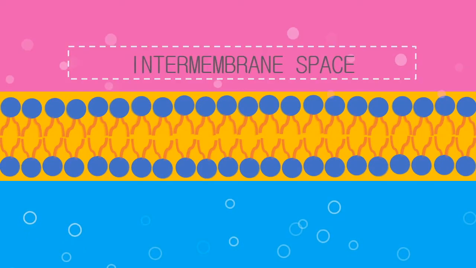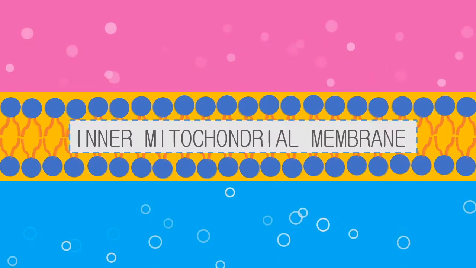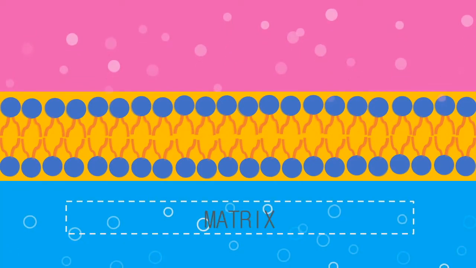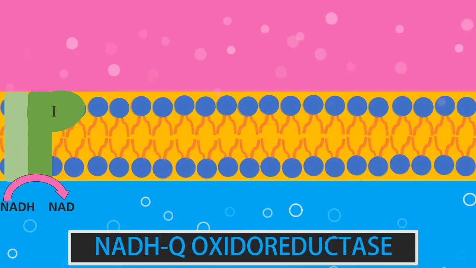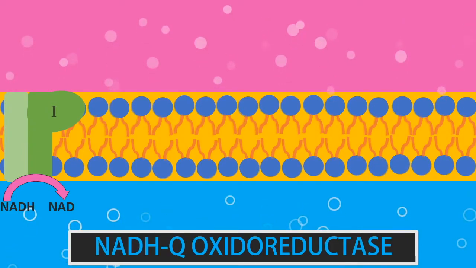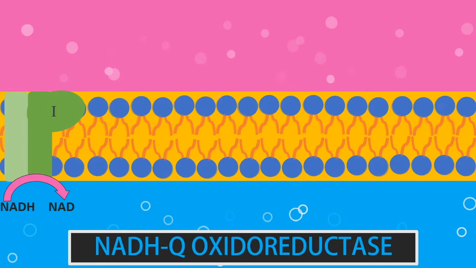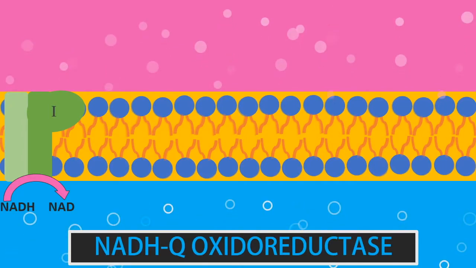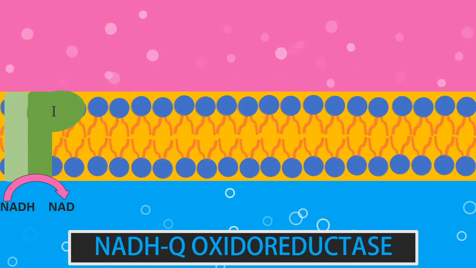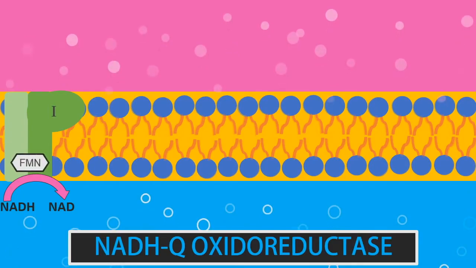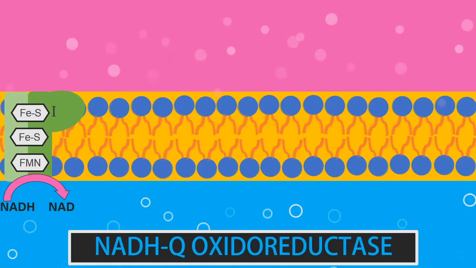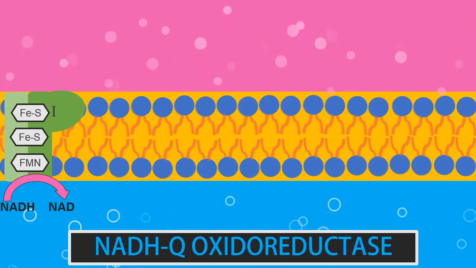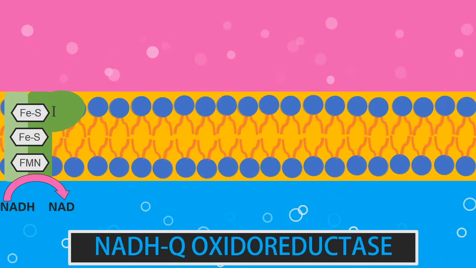Let's review. We are in the mitochondria. We have the intermembrane space, the inner mitochondrial membrane, and the matrix. Complex 1 of the ETC is known as the NADH-Q oxidoreductase. Its main job is to receive electrons from the reduced form of NAD. It also contains flavin mononucleotides and iron-sulfur compounds. It is also known as the NADH dehydrogenase complex.